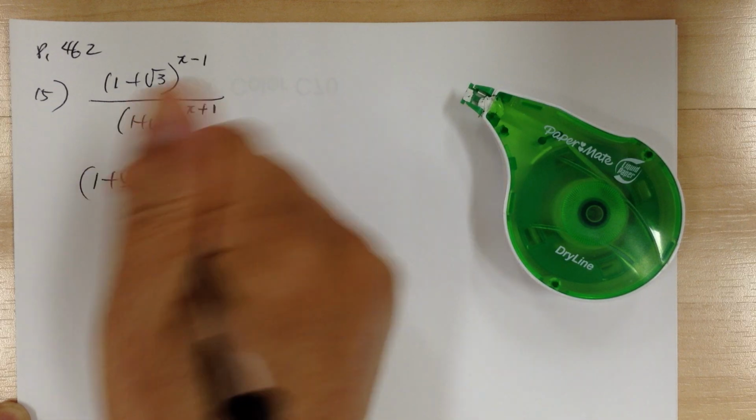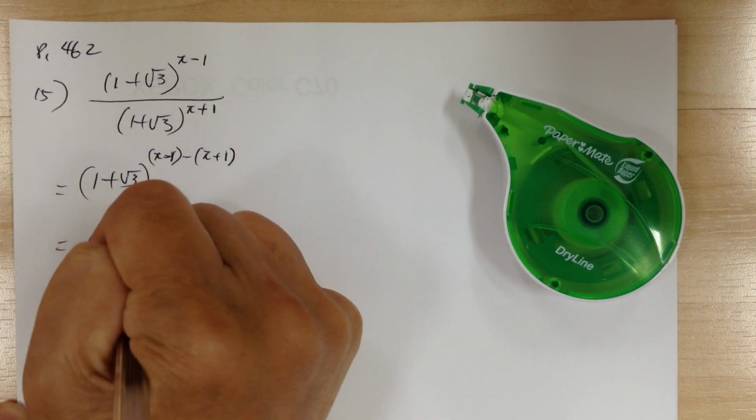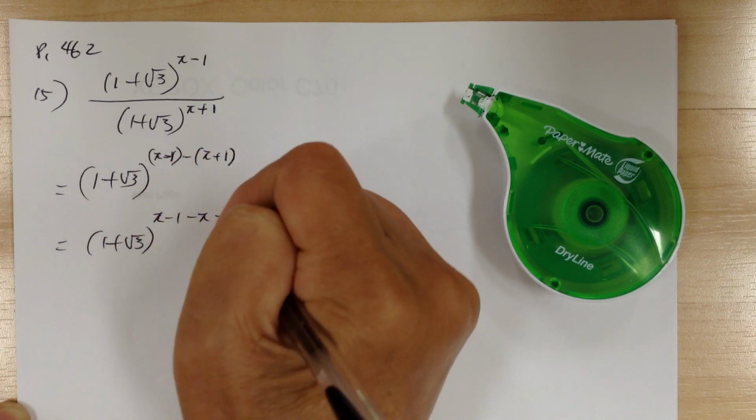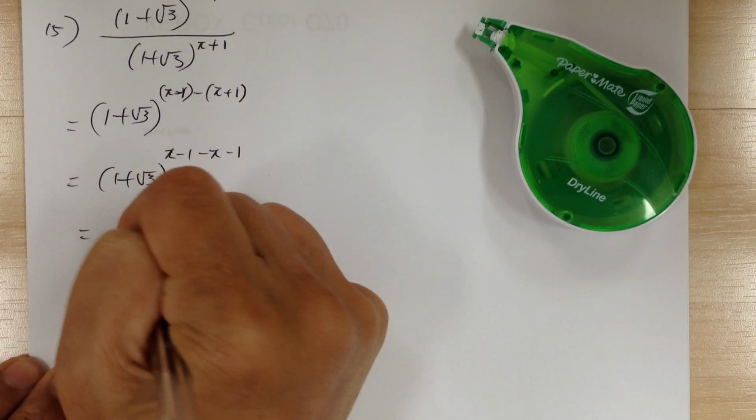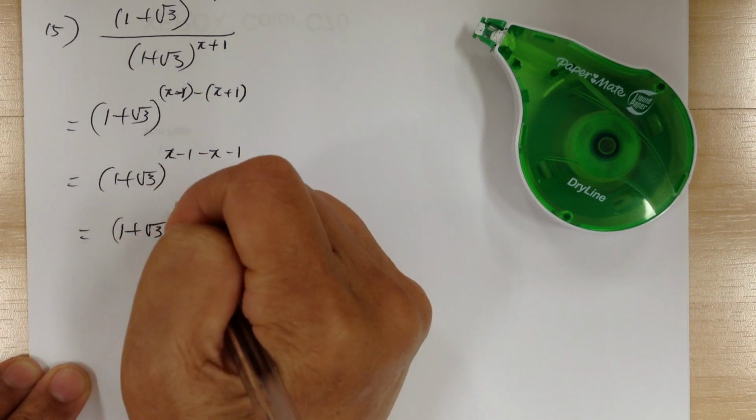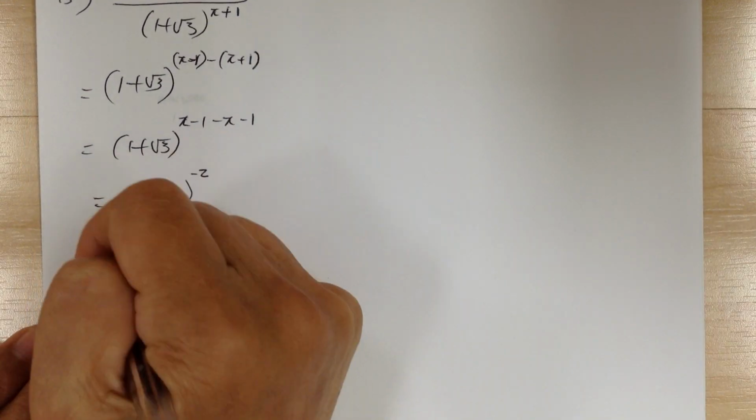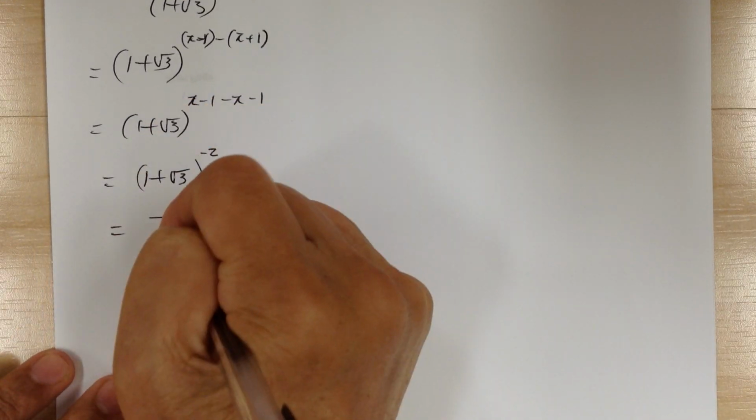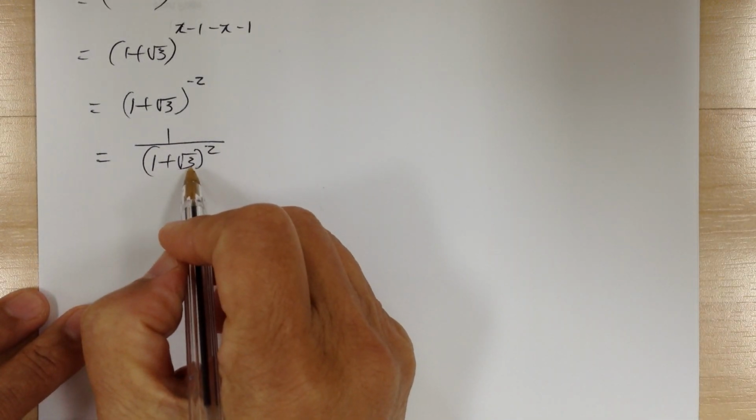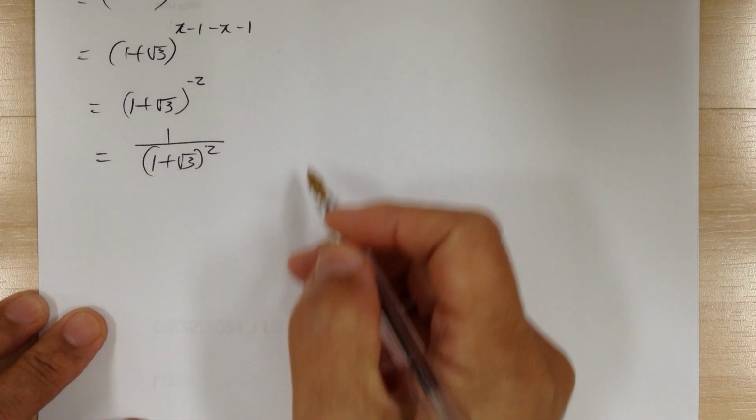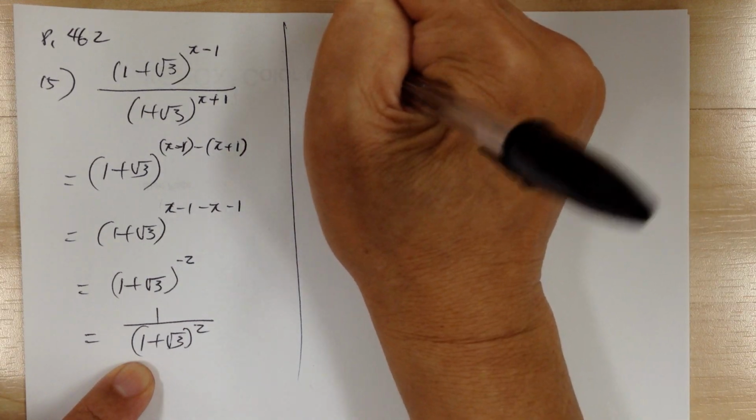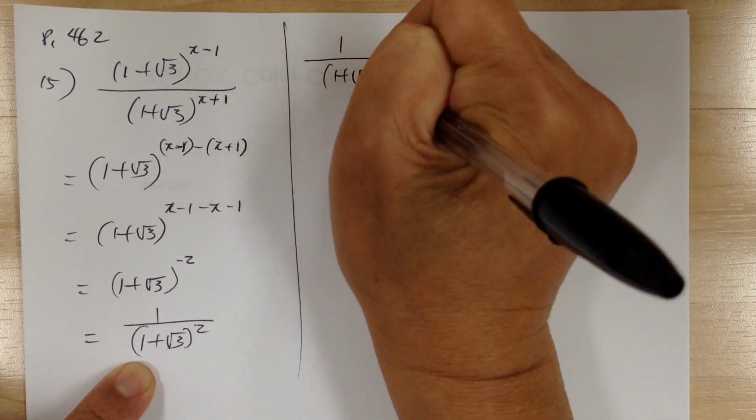Then go and work it out. You're going to get pi minus 1 minus pi minus 1. So this will equal 1 plus square root of 3, and this will cancel to be the minus 2 power. And flip it over so it becomes 1 over 1 plus square root of 3 squared. But you're not allowed to have a square root on the bottom, so you have to do a lot of simplifying. So I'm going to bring it up here to simplify.